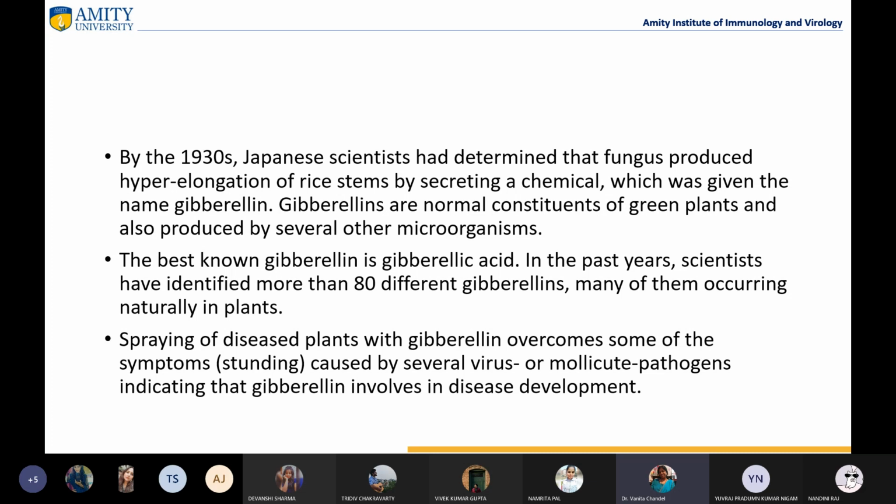But then by the 1930s, they found that the fungus produced hyperelongation of stem by secreting a chemical, which was named gibberellin, right? Gibberellin is a normal constituent of a green plant and is also produced by several other microorganisms. The best known gibberellin is gibberellic acid, and there are more than 80 different gibberellins occurring naturally in plants, right? Spraying a diseased plant with gibberellin overcomes some of the symptoms such as stunting, which is caused by several viral or mollicute pathogens, indicating that gibberellin might be involved in the disease development, right?